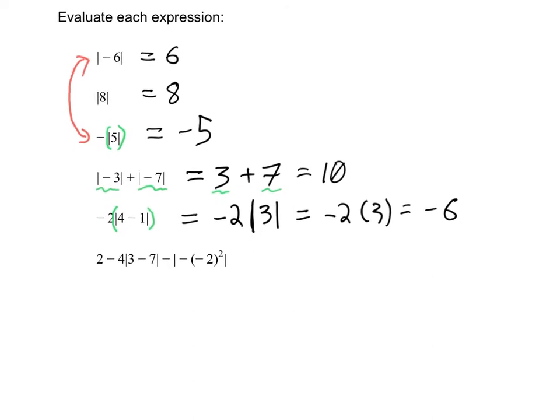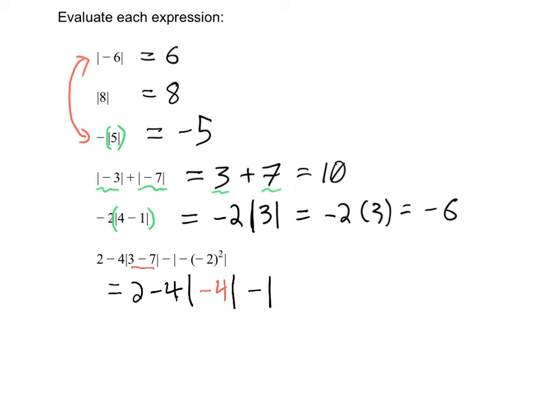And our last expression. So we have a lot of different operations happening here. We have a lot of different absolute value signs as well. So let's use our order of operations to tackle this problem. So first, 2 minus 4 times the absolute value of, so we have 3 minus 7. That gives us a negative 4.